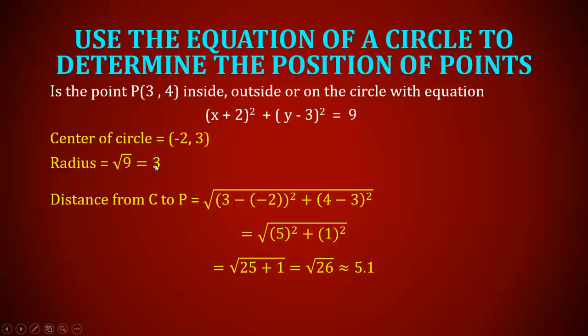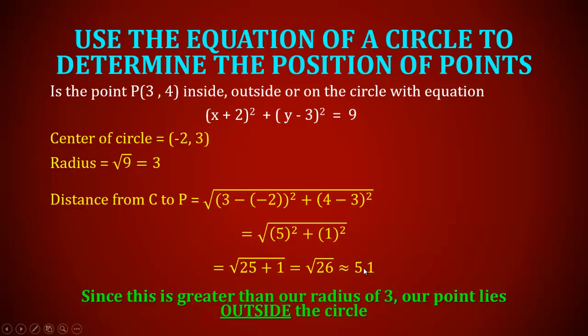Now we know our radius is 3, and if this point is 5.1 from the center, since it's greater than our radius of 3, our point lies outside the circle. If it was the same as the radius, then it would lie on the circle. If it was less than the radius, it would lie inside the circle. So again, something that's not written down on the screen, but I hope you're taking notes on because it's important.